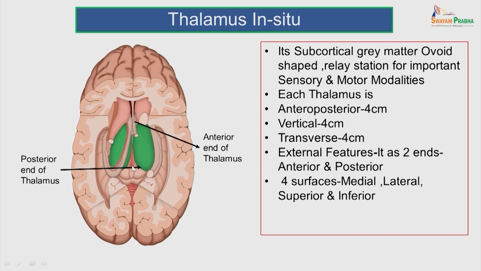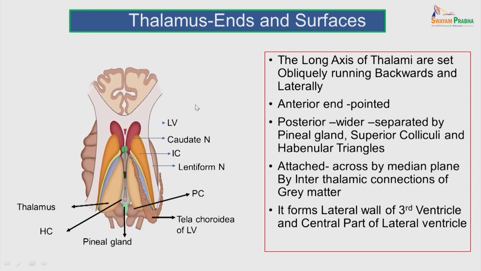And this is the third ventricle, which is enclosing it. On the lateral side, it has the lateral ventricle. The thalamus is placed obliquely, running backwards and laterally. The anterior end is pointed. The posterior end is wider, separated from the pineal gland, the superior colliculus and the habenular triangles.